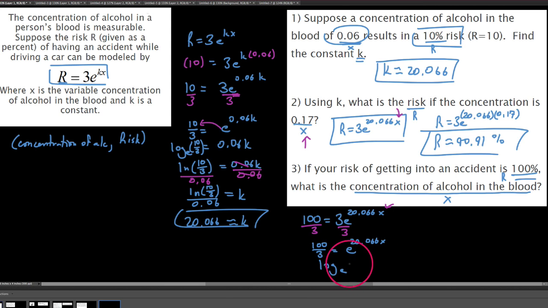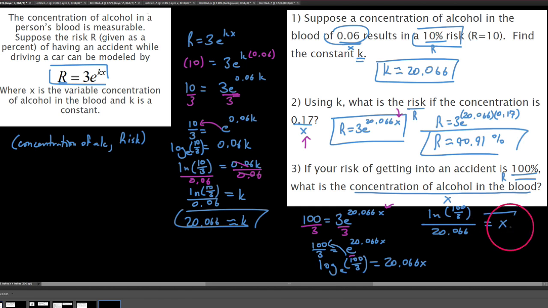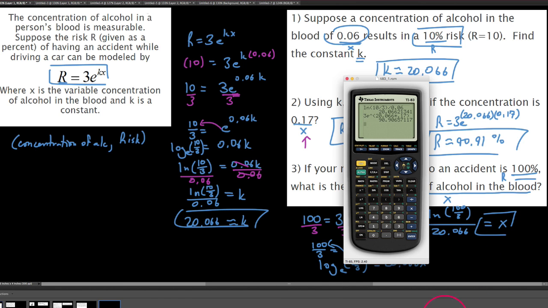So we say log base e, same as our exponential base. It turned into this 100 thirds. So e turns into 100 thirds. So we'll write that as the argument on our log by taking it to the 20.066x power. So now we're just going to divide both sides by 20.066, and what we're going to get is this ln of 100 thirds instead of writing log base e, divided by 20.066. This should be our blood alcohol concentration for 100% risk factor.